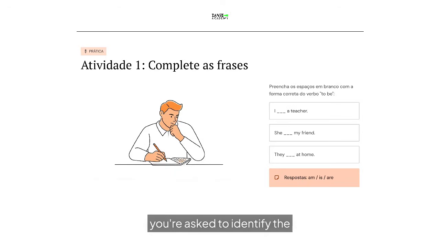Here, you're asked to identify the correct form that matches the subject, I. Think back to what we learned about using am, specifically with I. Next, we have "she ... my friend." This time, you need to consider the subject, she. Can you recall which form of to be we should use with singular third-person subjects? Yes, that's right. You should think of is here.